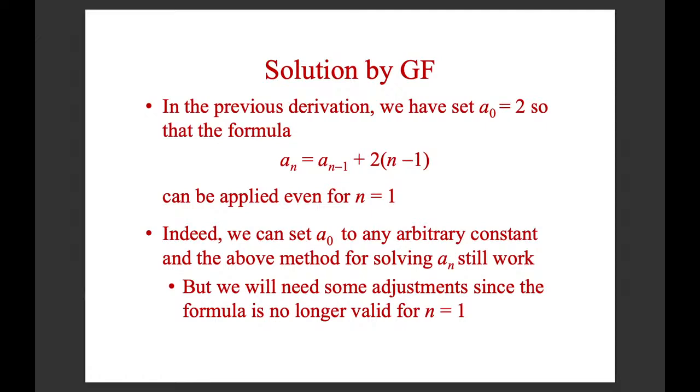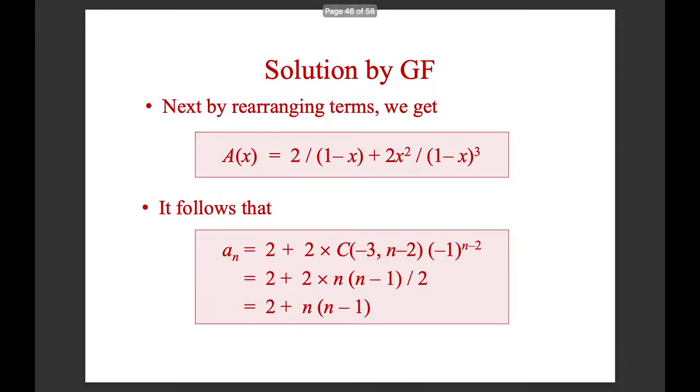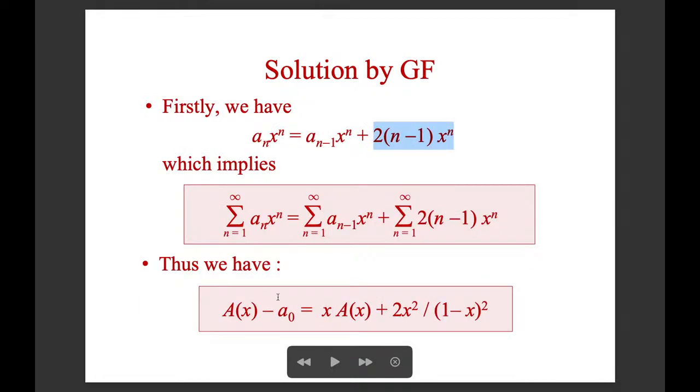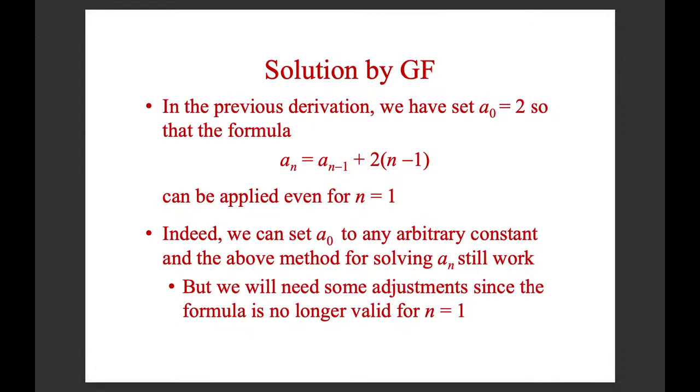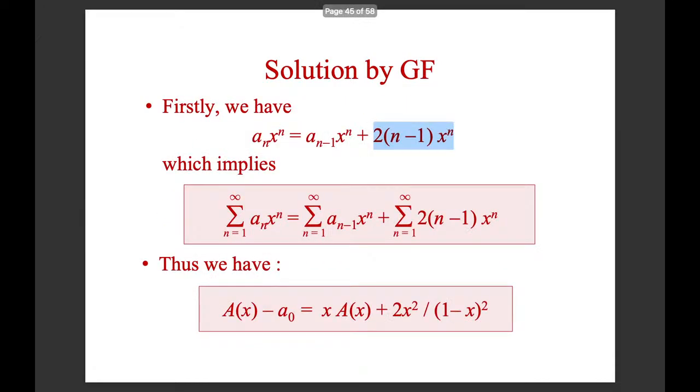One remark. In the previous example, we have set a_0, so this is actually the value of a_0. If we set a_0 to be equal to 2, then we will find out that the formula a_n is equal to a_(n-1) plus 2 times (n-1) also works even for the case of n equal to 1. In that case, we have a better way to do the summation here, so that this is truly x times A(x).